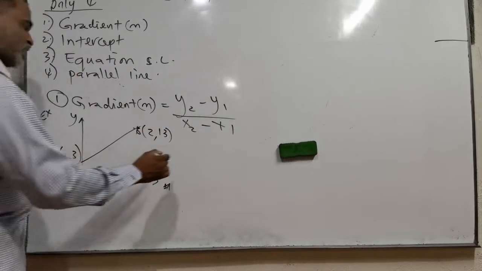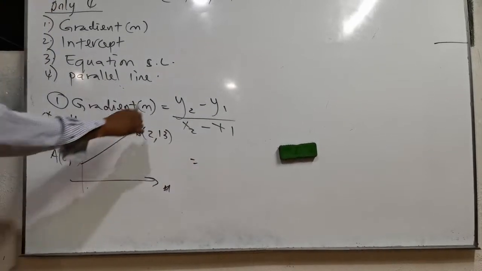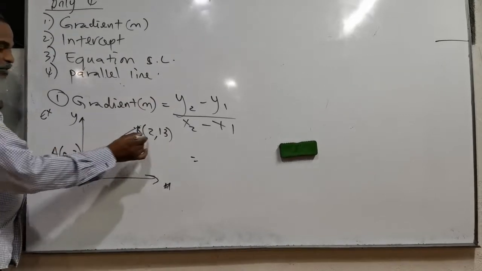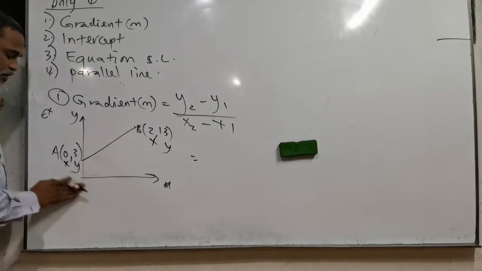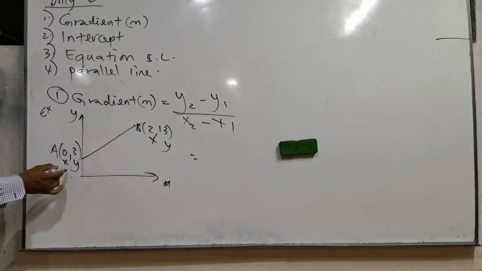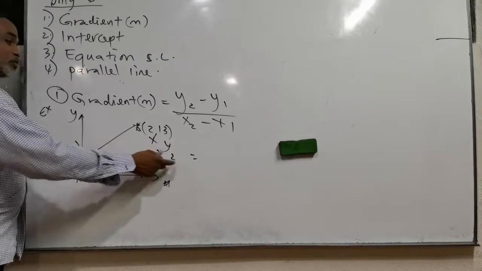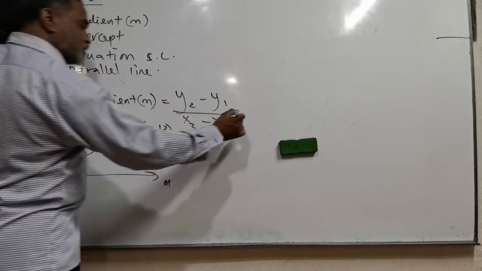If the question asks for gradient, you need to use this formula. According to the coordinates, everybody knows that this is x, this is y. Because A is the first coordinate, we say first, and the second coordinate is called second. So even if you write this one as 1, 1 and this one as 2, 2, it also can. You get the same answer.